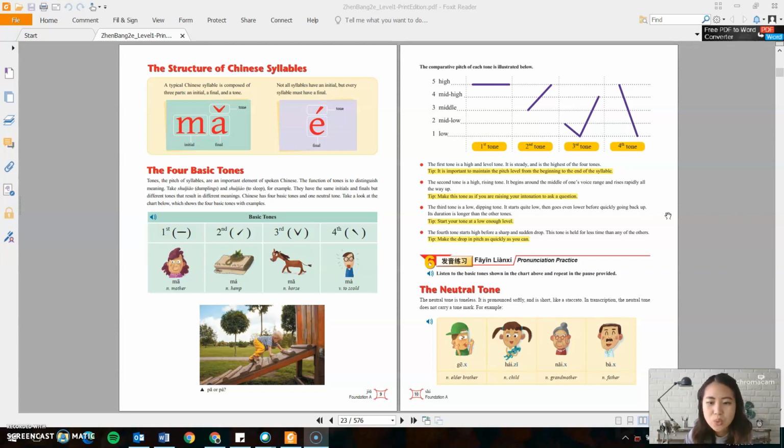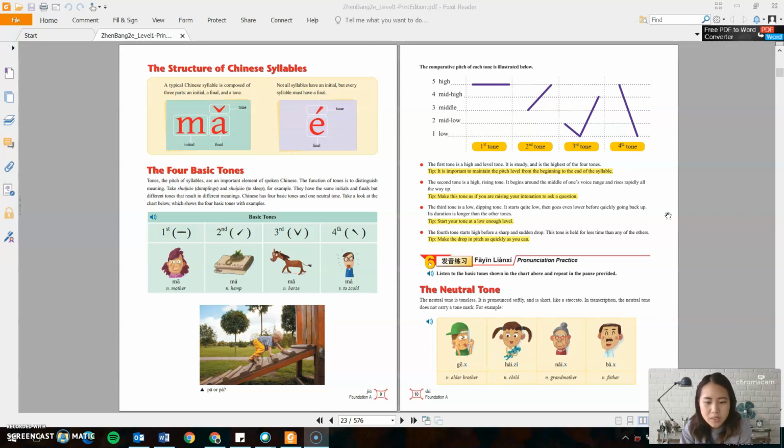So we're going to look at the neutral tone now. I call the fifth tone, the neutral tone, a hiccup because it is very short. It's like a staccato, right? It is toneless. It's pronounced softly and is short like a staccato. In transcription, the neutral tone does not carry a tone mark. If you must put something on there to help you, you can put a little dot over the letter, but you don't have to. Okay, I don't actually.